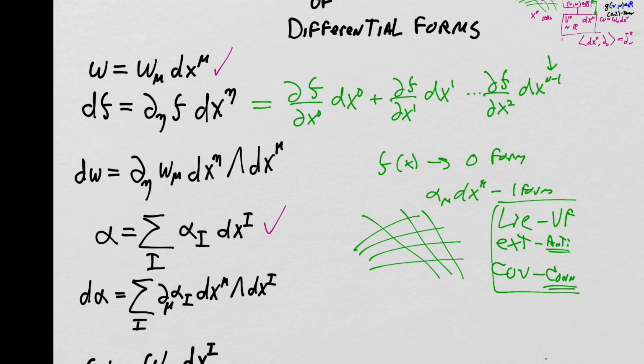But we're not going to study that right now, right? We're just trying to basically get the notation down in order to make progress. Okay, so that's the exterior derivative of a function. Now we want to study the exterior derivative of a one form.